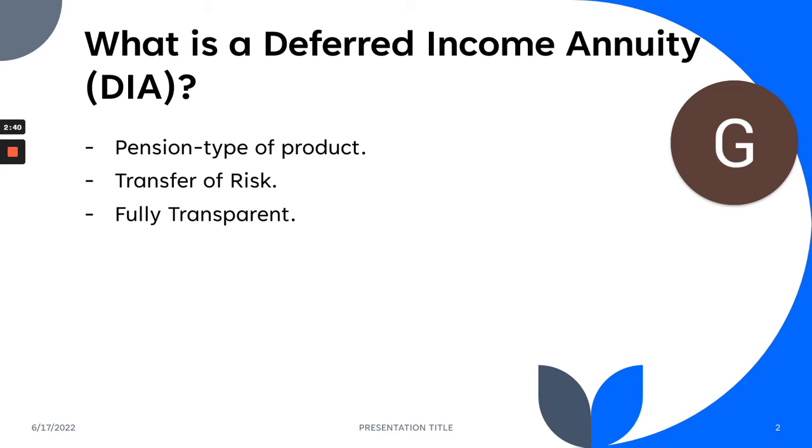It's a fully transparent product. What this basically means is pretty straightforward. There's no complexity. There's not a lot of bells and whistles around this product. It's really intended to be, as I mentioned, an income annuity where you put your money in and you're going to get that money back in a stream of income, whether it's monthly, quarterly, semi-annually, or annual, sometime in the future.